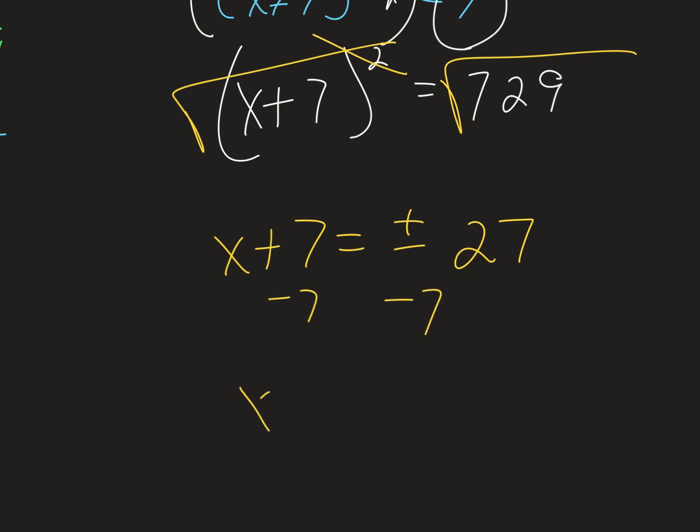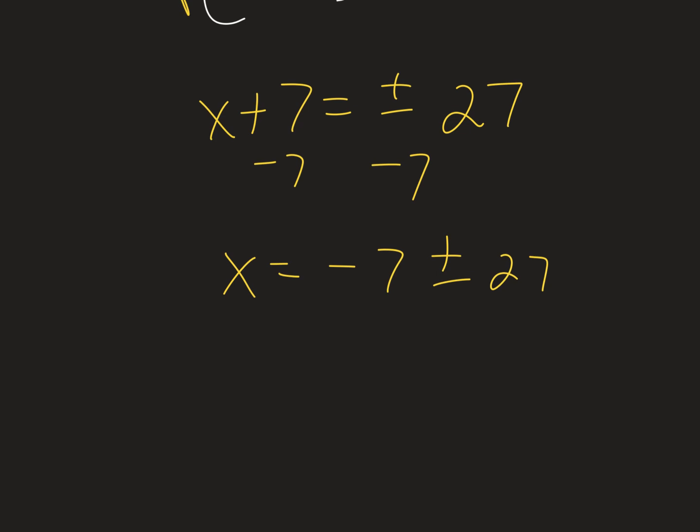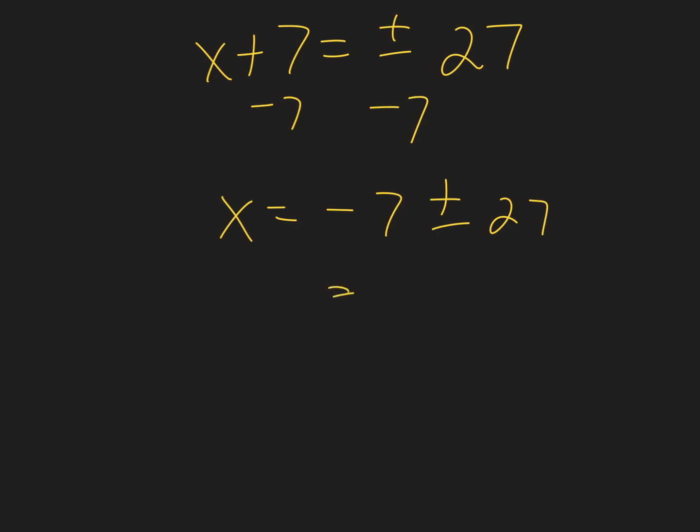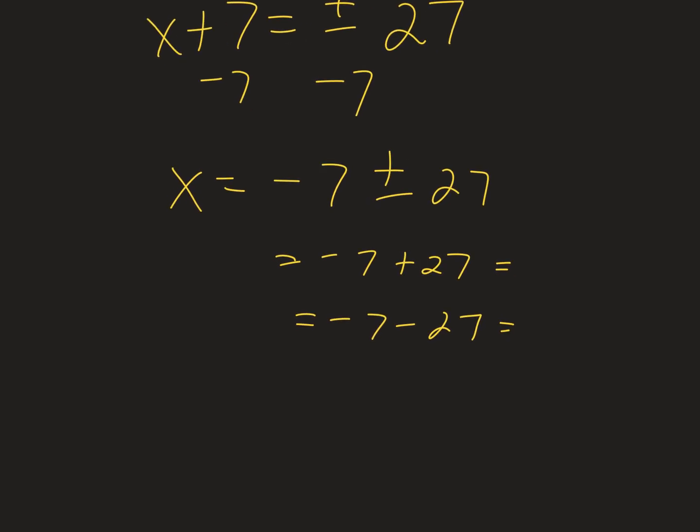Subtract 7. Now, some of you will leave this like this and tell me, but I answered it. Is that an answer? No, that's not an answer. Do you see any variables or anything that you can't combine? Do you see any square roots that you can't combine? You have two very simple problems right here. You have negative 7 plus 27, and you have negative 7 minus 27. So what are your two answers? 20 and negative what? There you go.